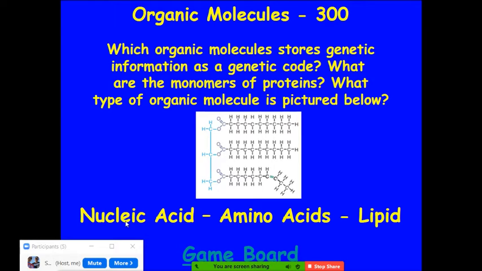Monomers of proteins are amino acids, and this is a lipid. This is glycerol in blue, and these are the fatty acids here in black.